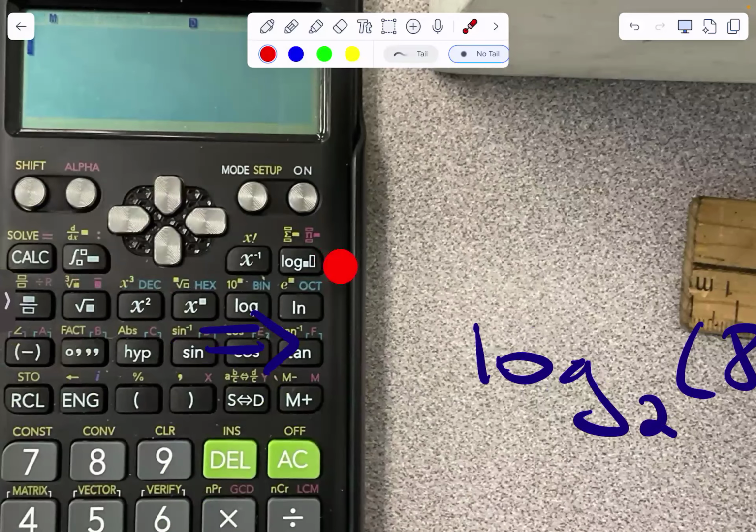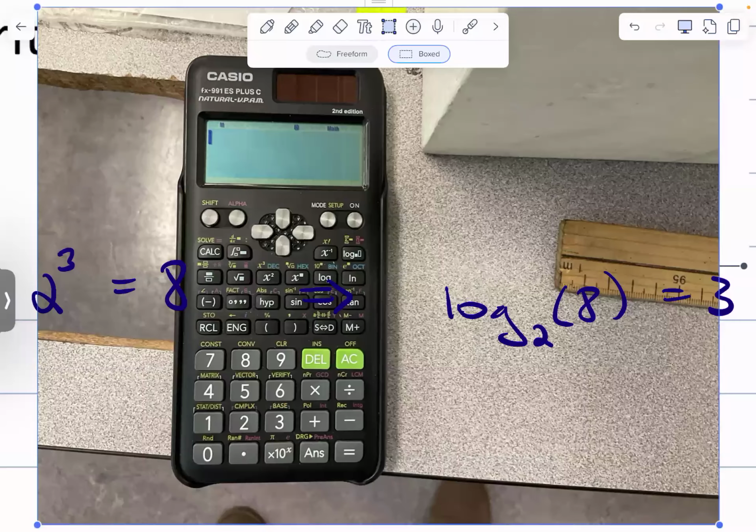I'm looking for this kind of button. If you don't have this button, then we'll have a way of dealing with that. Don't you worry.